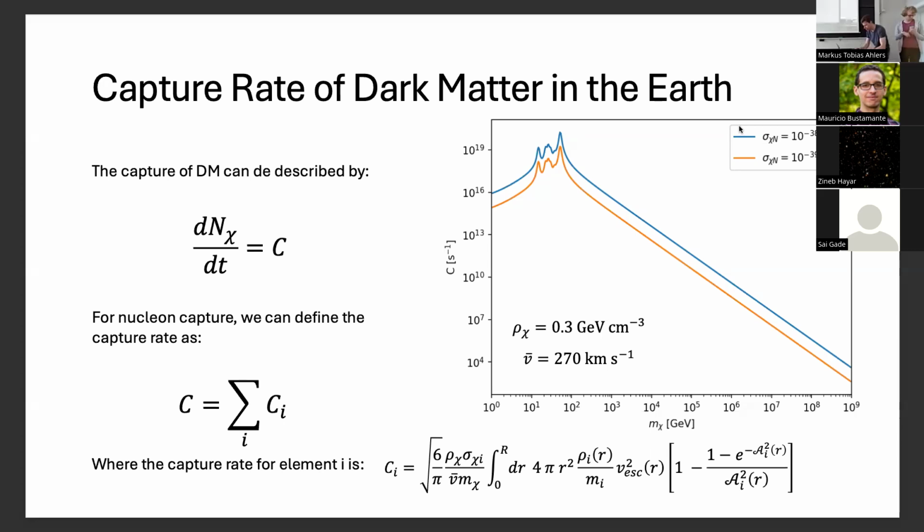We can see this produces certain features at the lower GeV scale, which are resonances when the dark matter mass approaches that of the nuclei making up the Earth. The highest peak is that of iron, because it makes up a lot of the Earth. I have plotted here two different values for the dark matter nucleon cross section. But at the higher energies that I'm working at, the resonances really don't matter at all. We have very low capture rates because there are fewer dark matter particles, so they interact less, and we capture less dark matter.